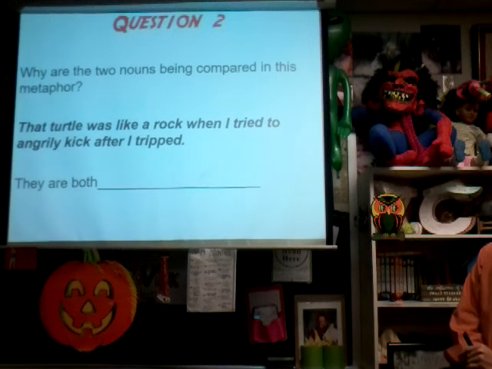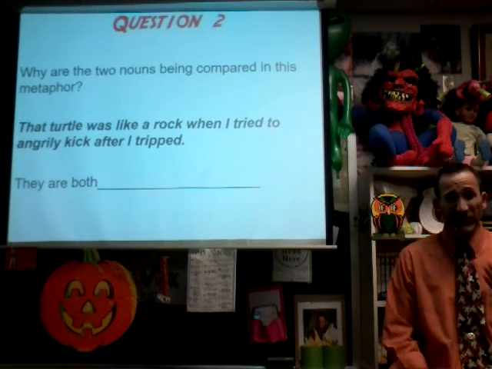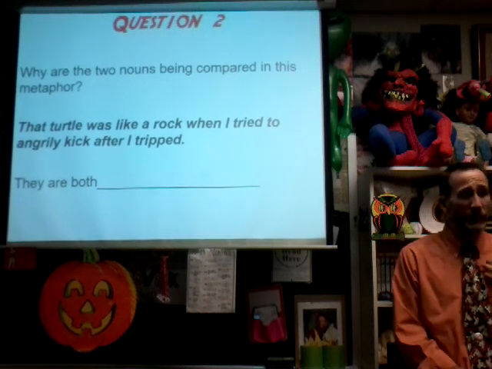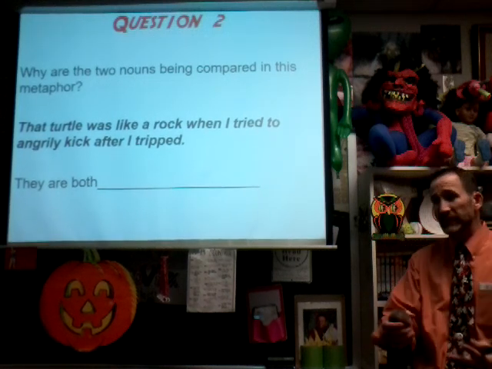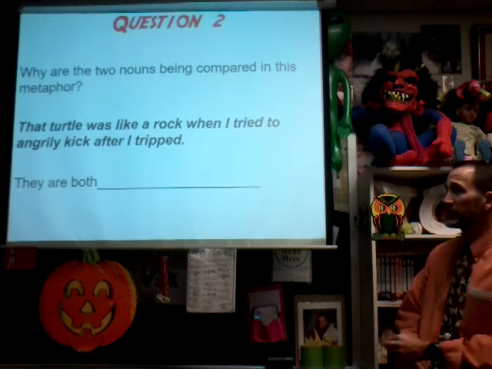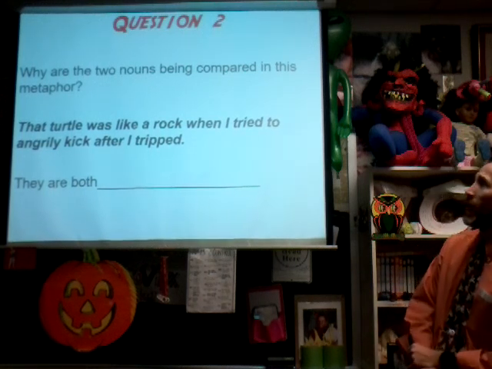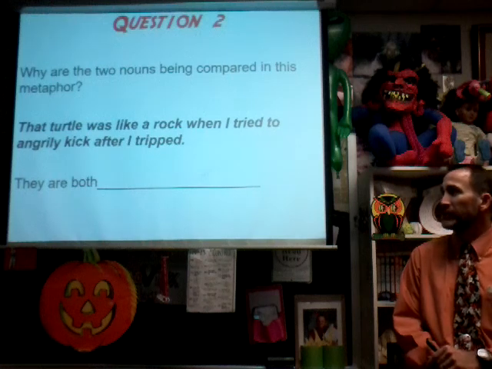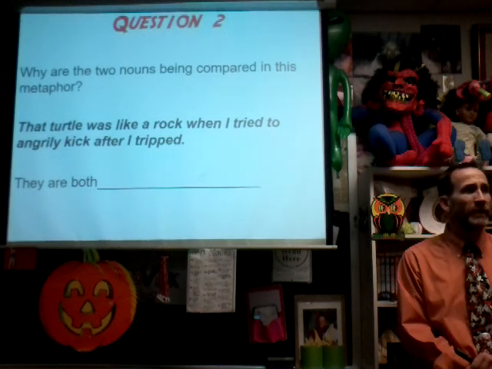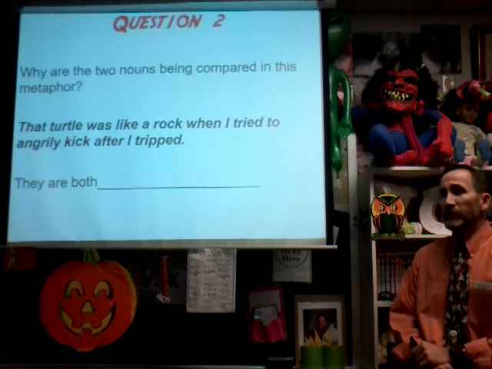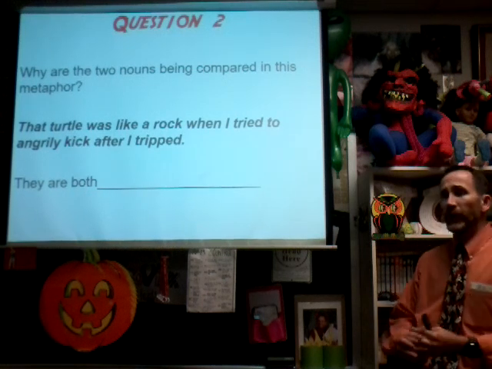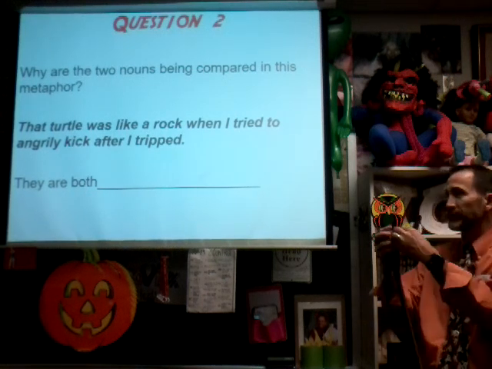Why are the two nouns being compared in this metaphor? This was one we struggled on before. A lot of the similes and metaphors they're going to make you do is where they give you a simile or metaphor, then you have to figure out why the author is making that comparison. "That turtle was like a rock when I angrily tried to kick it after I tripped." There are a number of reasons why you could compare the two of them, but only one that makes the most sense.